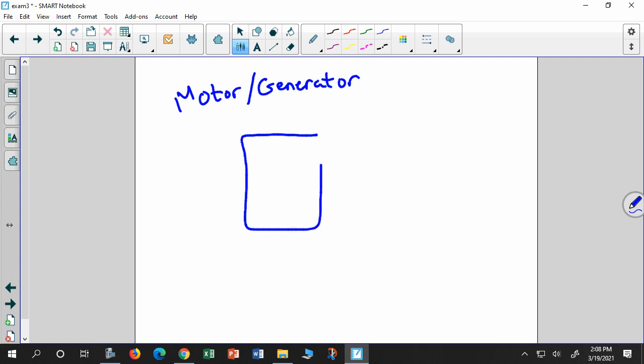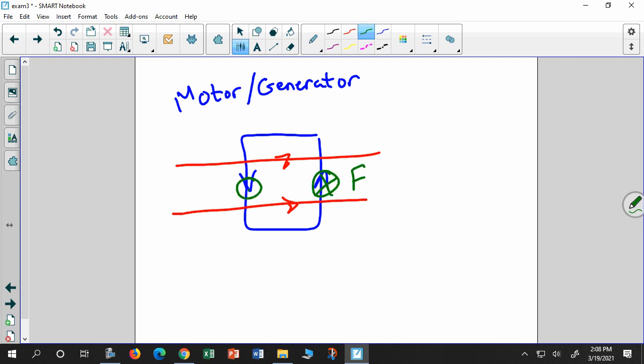In a motor, I have a current going through a wire. It sits inside of a magnetic field, and because that wire is in a magnetic field, it experiences a force. Let's do the right-hand side of this coil. I let my finger go in the direction of I. B is to the right, and so the force on this side is into the page. The force on that side is out of the page.